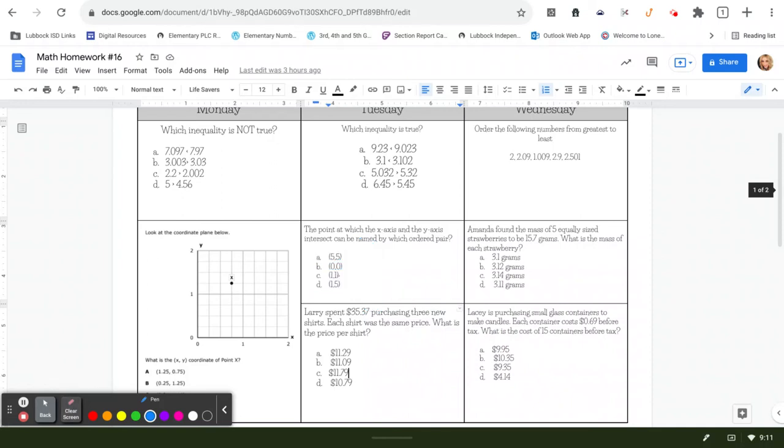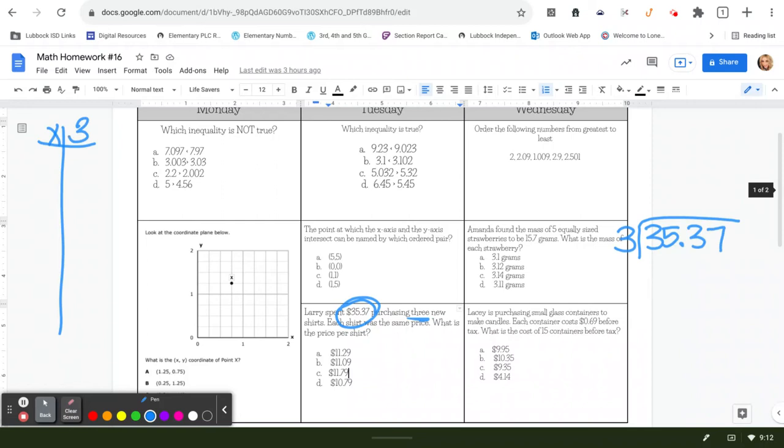Next, Larry spent $35.37 purchasing 3 new shirts. Each shirt was the same price. What is the price per shirt? Okay, this is a division problem. This is my total, and I'm breaking it up into 3 shirts. So $35.37 divided by 3. If you need to make your 3's cheat sheet, do that.